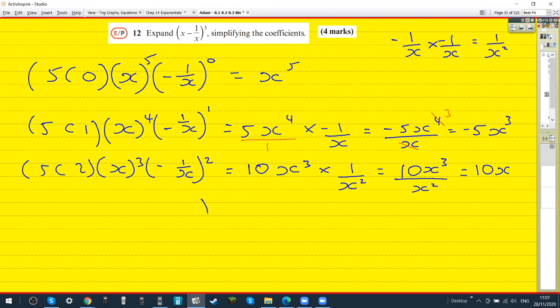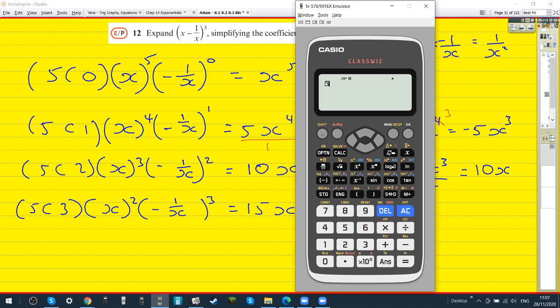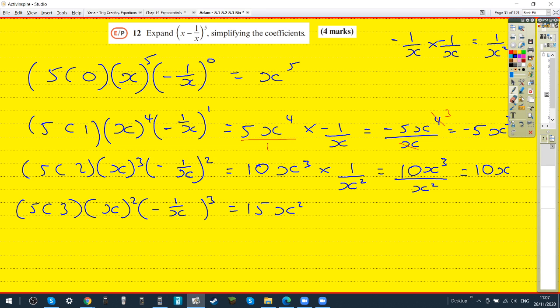Okay. Which would be 5 choose 3, x squared, minus 1 over x cubed. Yeah. Which would be 15x squared. Is that right? I don't know. I think you're right. 5 choose 3. Oh, it's 10 again. Okay. 10x squared. And then we multiply it by, wait, would it be minus 1 over x cubed, which gives you minus 10x squared over x cubed.